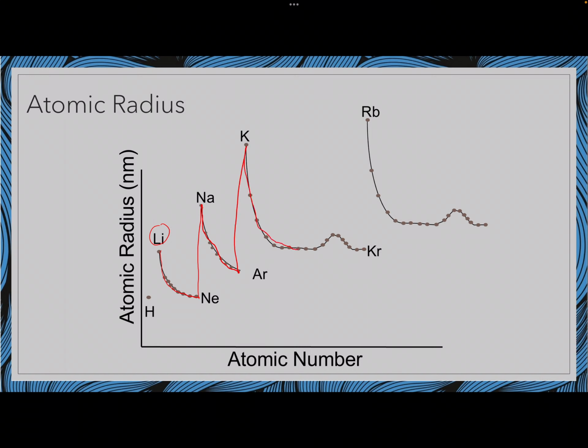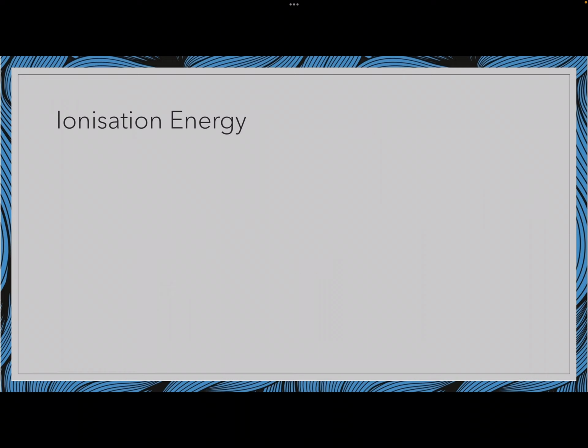But then we have this weird kind of bump. Okay, so this is the transition metals. They're kind of funny, basically. And then it goes to krypton. Krypton jumps back up, and it follows that same pattern with that bump towards the end of the transition metals. And I reckon the next one, it's not actually shown, but it'd be very much the same. Okay, so that's atomic radius.